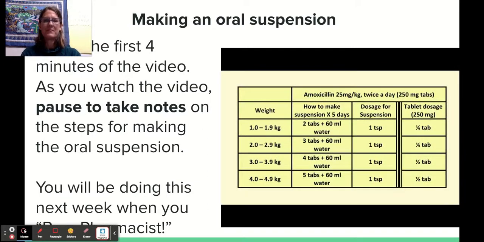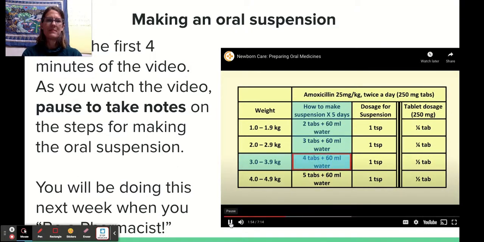Check the dosage chart. To make the suspension for our 3.4 kilo baby, you will need to mix 4 tablets in 60 milliliters of clean water.